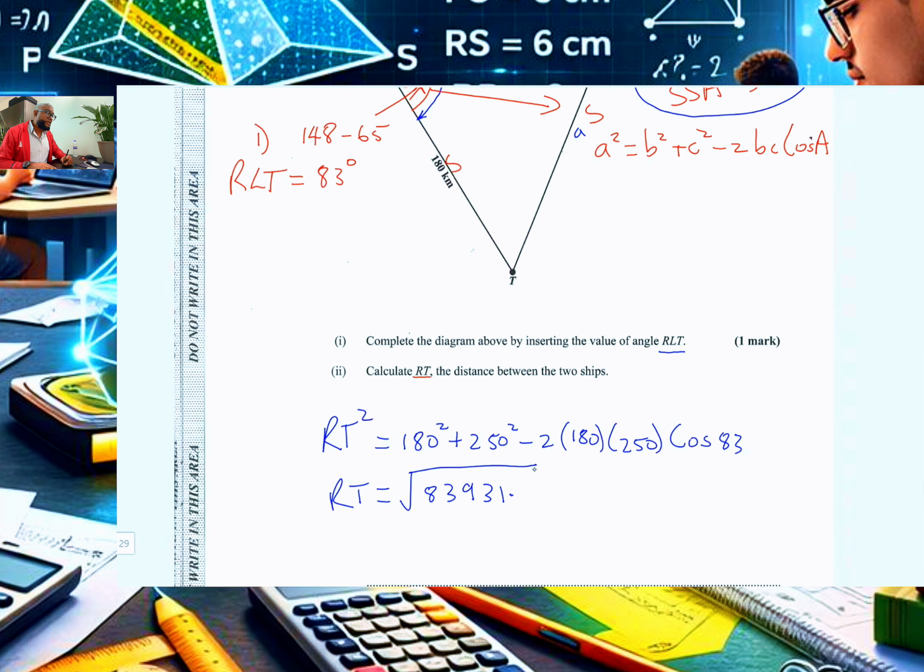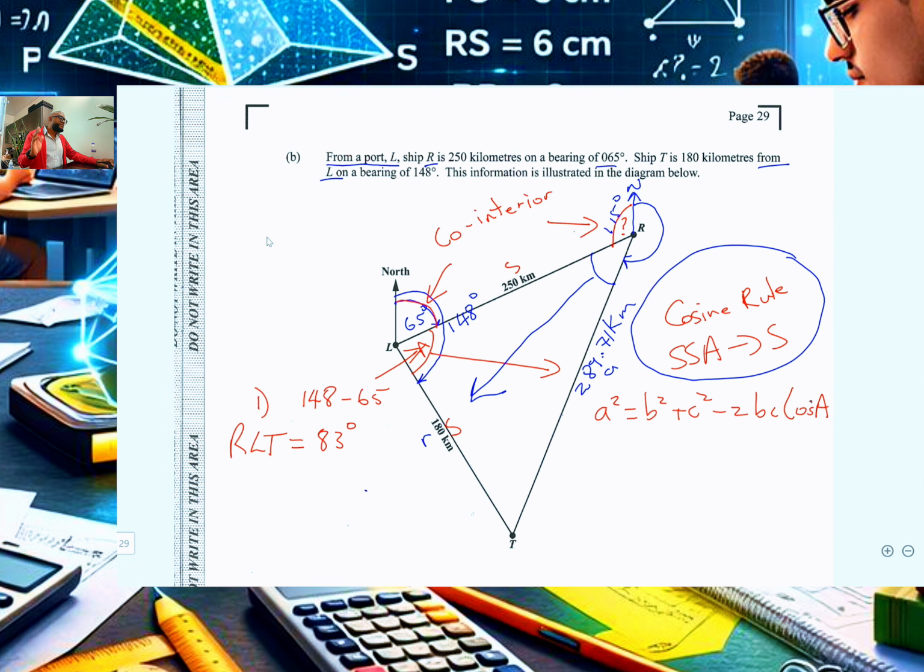83.931, go to two decimal places, 76 proper. And therefore RT, which is the side we are trying to find, the distance between the two ships, would be equal to 289.71 kilometers, to two decimal places. So just to reiterate, my children, we are finding this angle here.